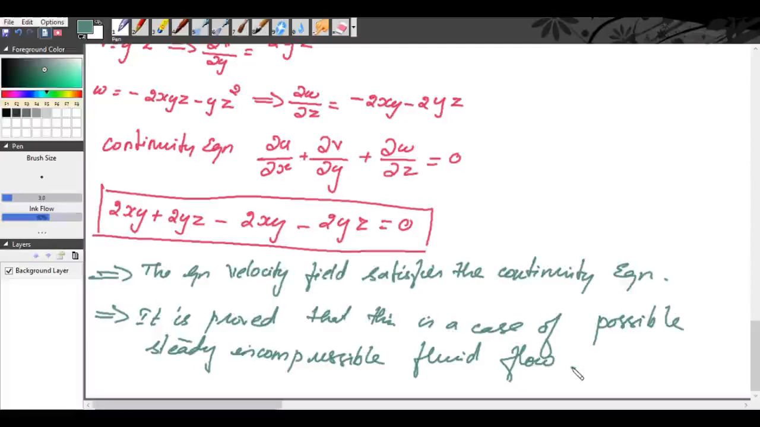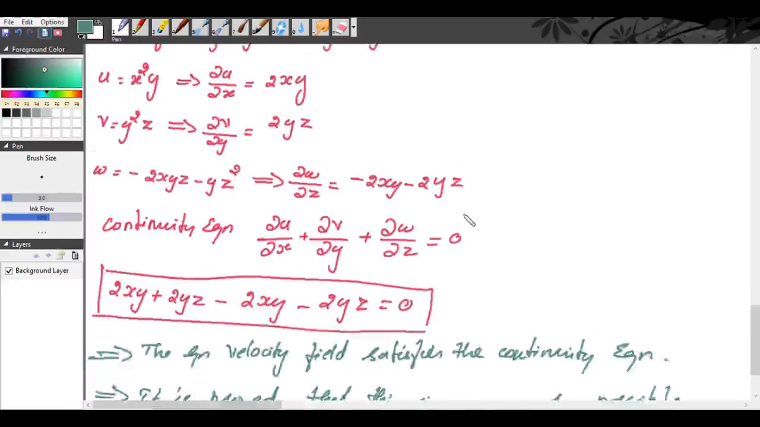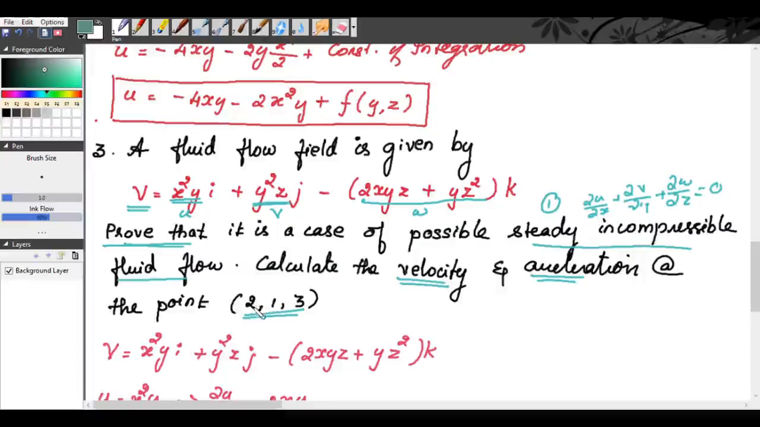Okay. Now we will move on to our second part. We need to find the velocity at the point (2, 1, 3). So V is given. From V, we will substitute for X and Y. We know V is equal to the square root of u square plus v square plus w square. In that equation, we will substitute X equal to 2, Y equal to 1 and Z equal to 3. We will be getting the answer.